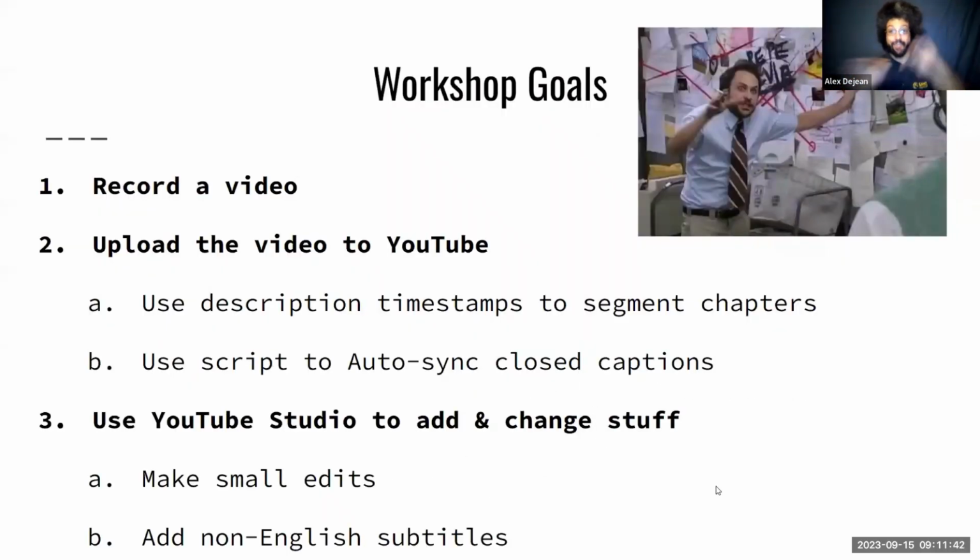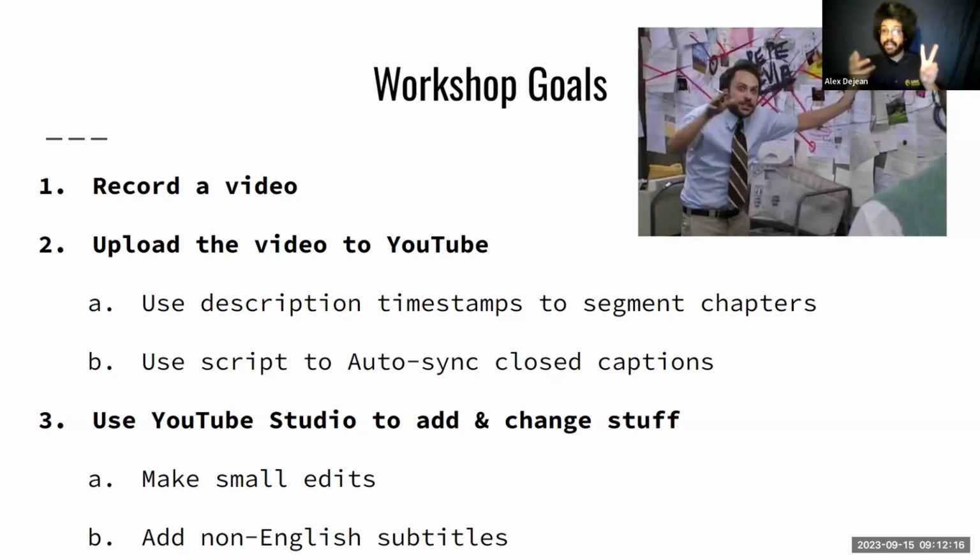Now, in terms of what you're going to learn today, there are 3 things you're going to be able to do, or at least learn how to do. Number 1, you're going to record a video, then step 2, you're going to upload the video to YouTube. And in particular, during the upload process, you're going to try to add timestamp descriptions to make segmented chapters. And I'll explain what those are. And then you could also add a script as subtitles and have YouTube auto sync the captions.